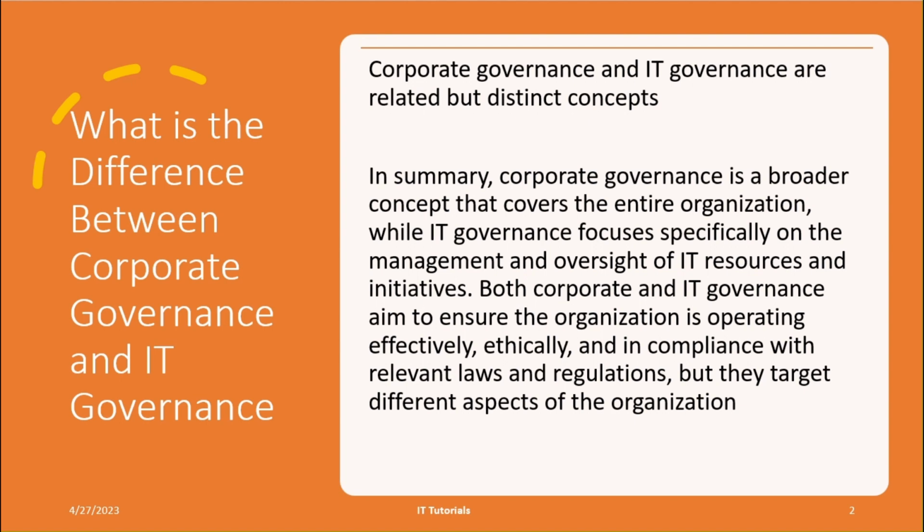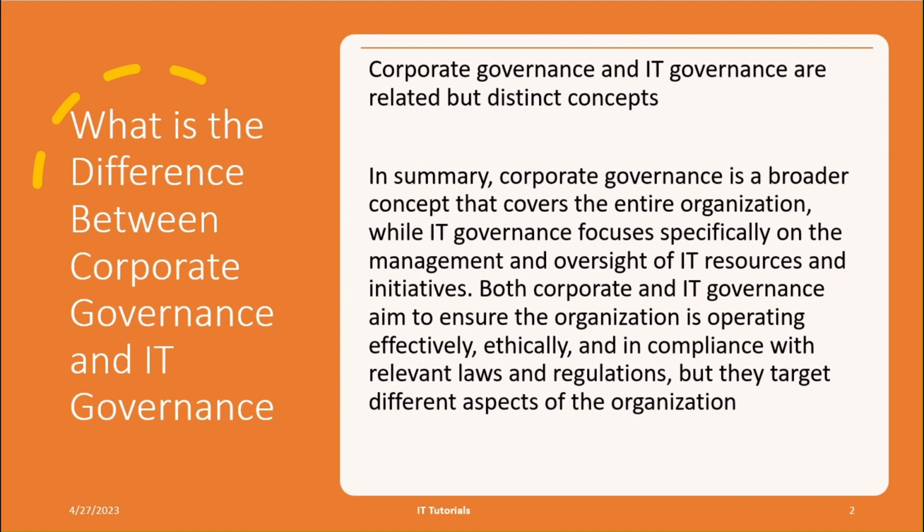Objectives. The primary objectives of corporate governance are to protect shareholders' interests, ensure transparency and accountability, maintain ethical business practices, and promote sustainable growth and long-term success. Stakeholders. Corporate governance involves a variety of stakeholders, including shareholders, board of directors, management, employees, customers, suppliers, and regulators. Key components. Key components of corporate governance include the board of directors, executive management, internal controls, risk management, financial reporting, and compliance with laws and regulations.